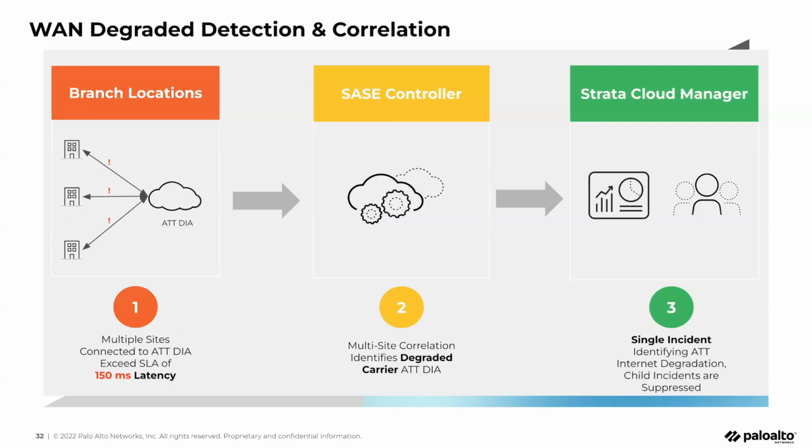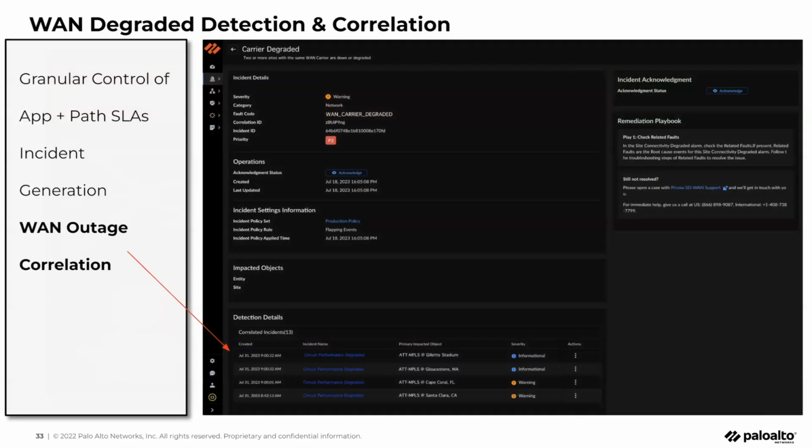There are several things in Prisma SD-WAN that do this same function around getting to the root cause versus showing you all the individual symptoms. So it's part of how we build and think about the platform. And this is a continuation of that from an incident generation and incident correlation standpoint. And here's a quick mock-up showing a single WAN carrier, AT&T, and the individual sites that are affected on that particular carrier.